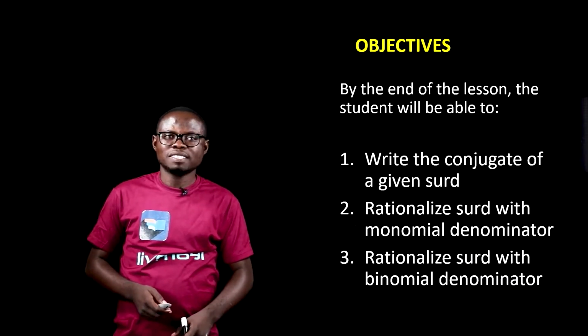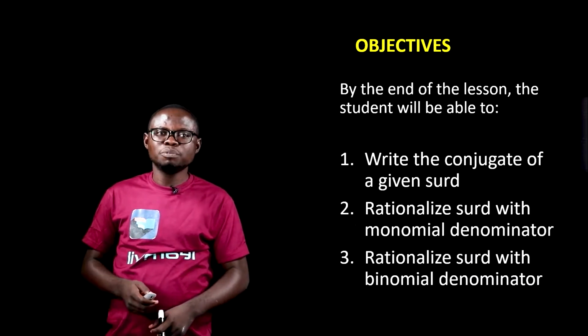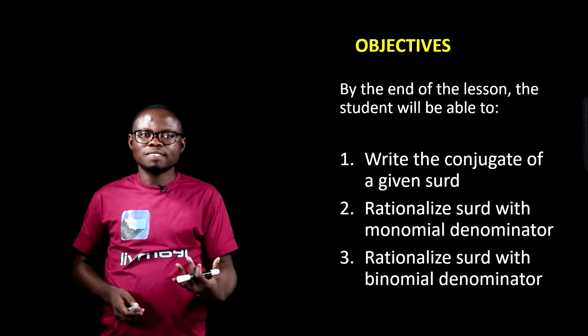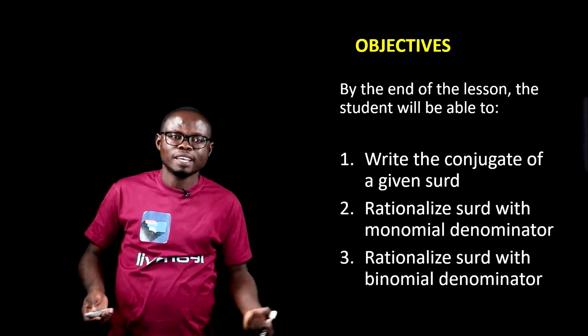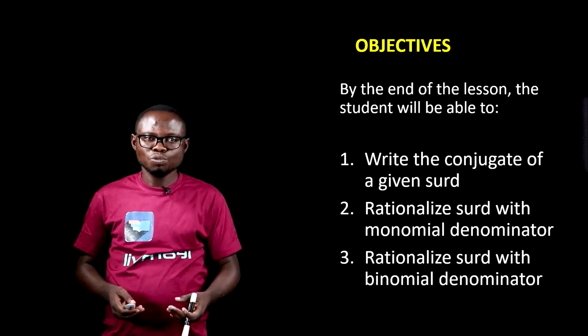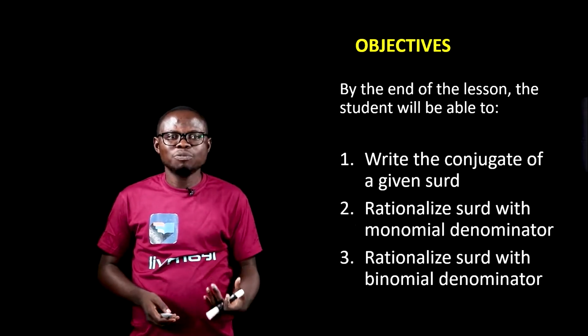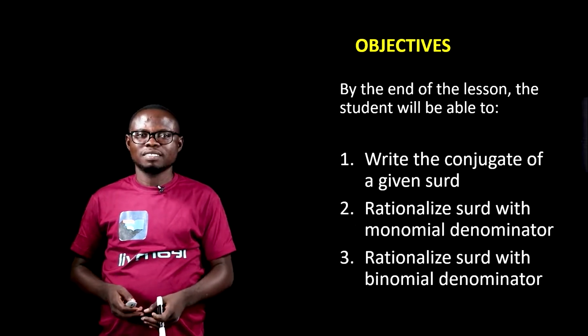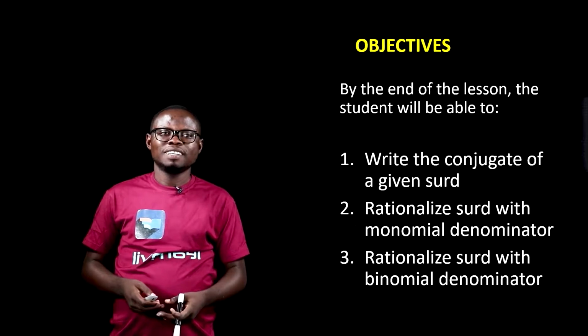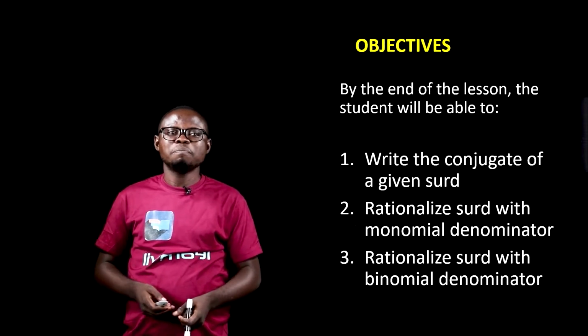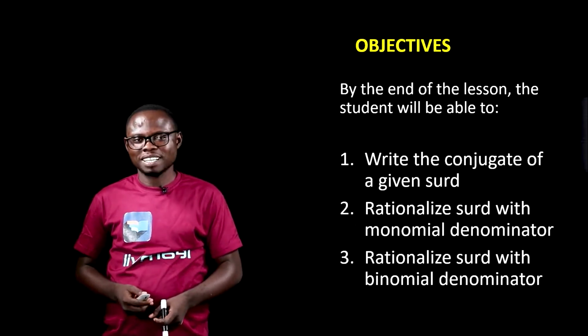By the end of the lesson, you will be able to: 1. Write the conjugate of a given surd. 2. Rationalize a surd with a monomial denominator. And 3. Rationalize a surd with a binomial denominator.